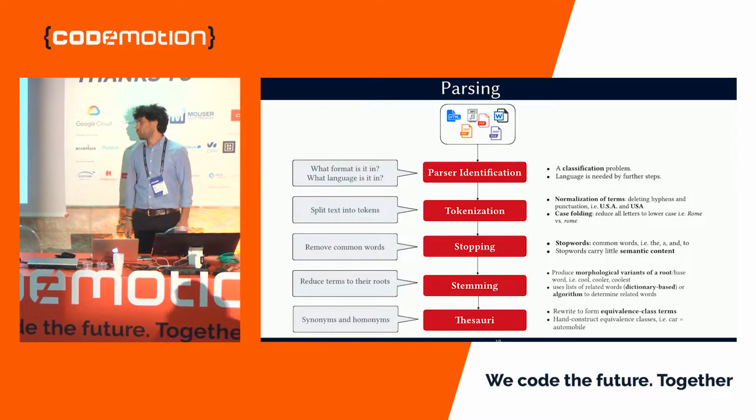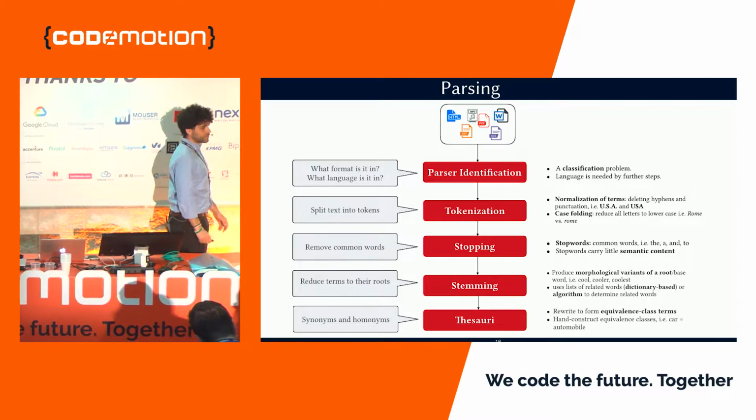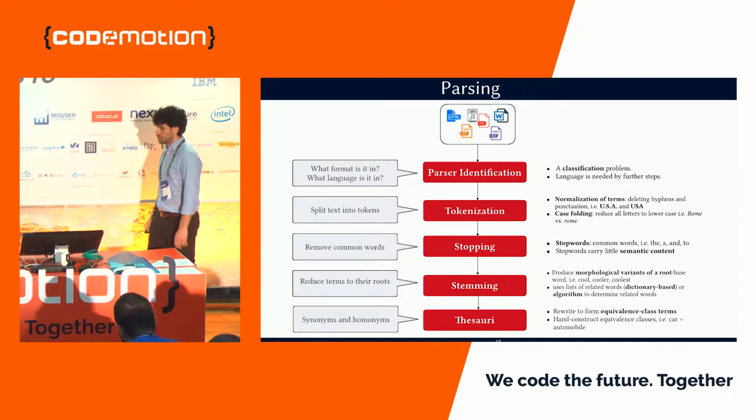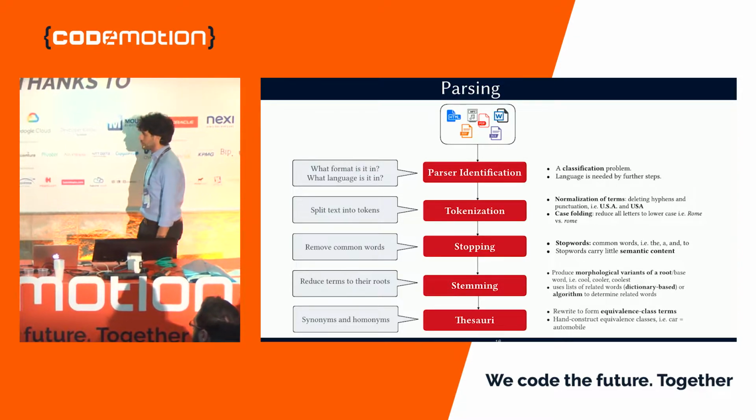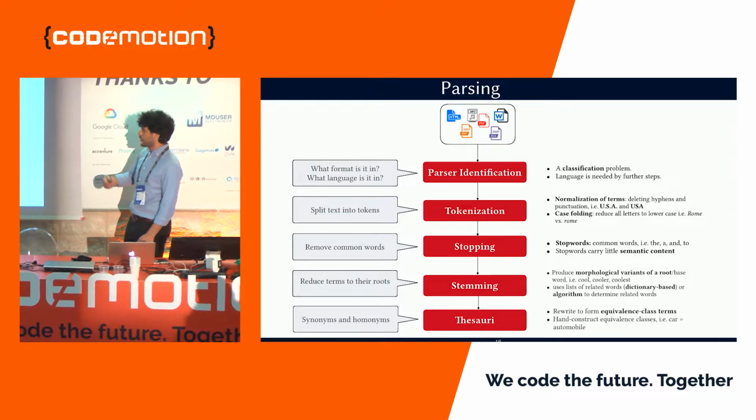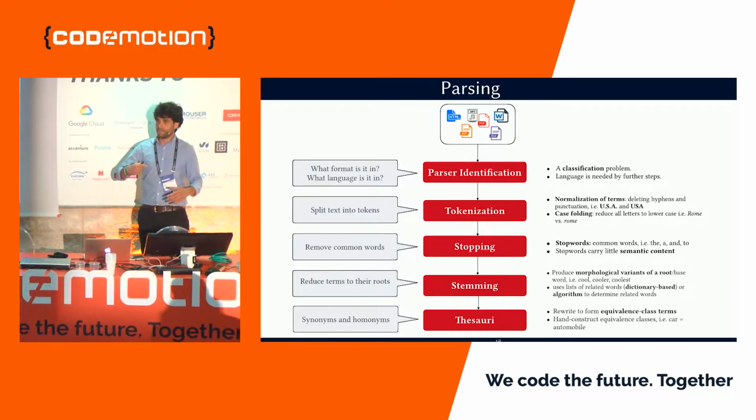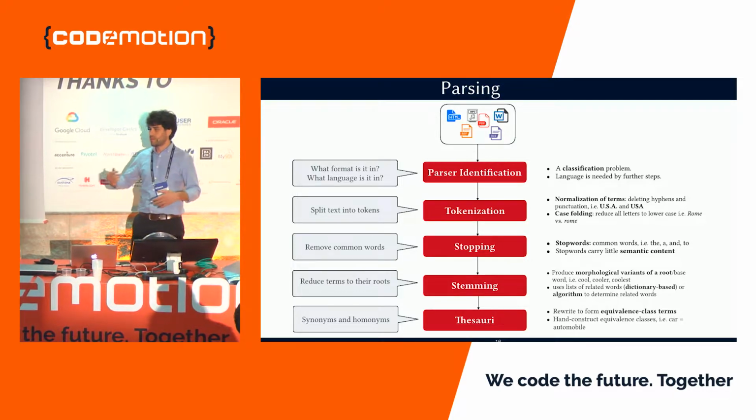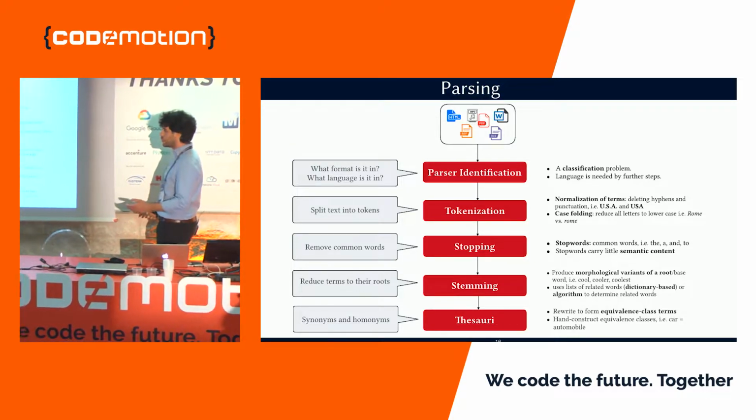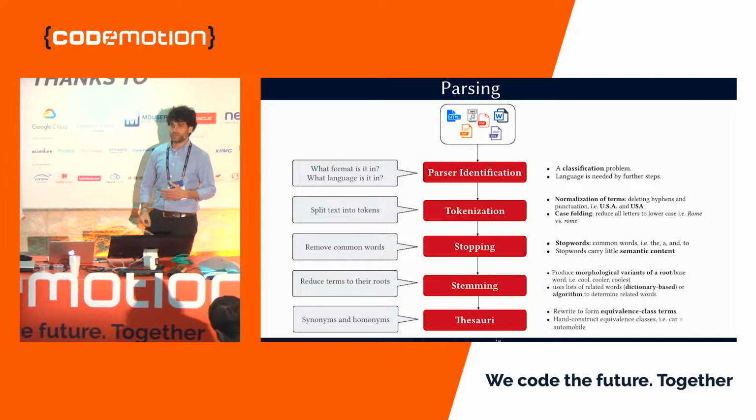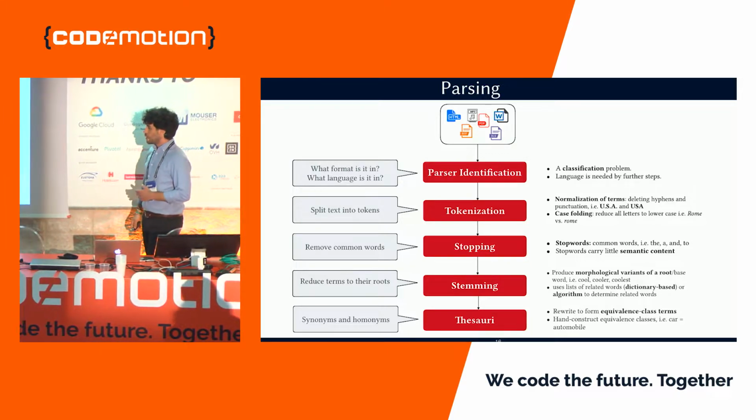And then you want to remove stop words. They carry very little semantic content. So you want to get rid of all the linking words like the, a, and, to. And these are language related. Every language has its own.